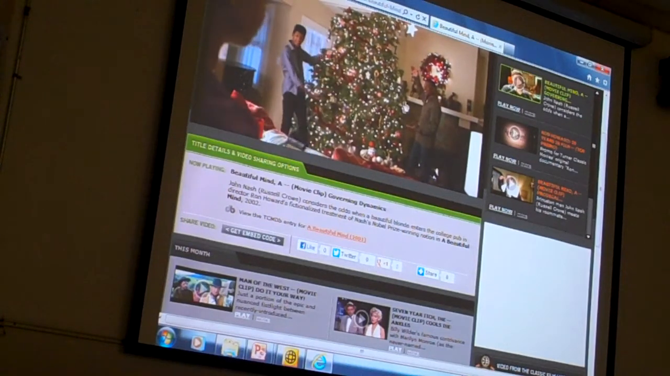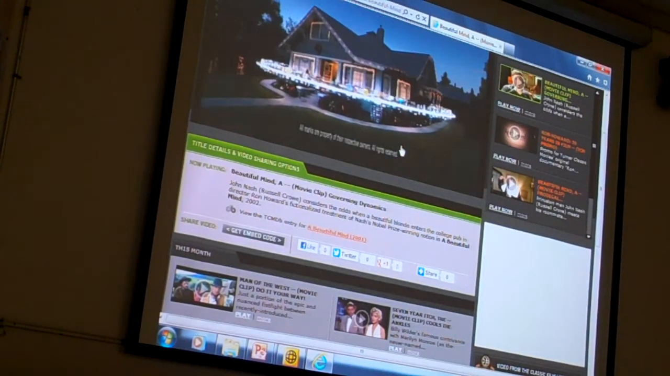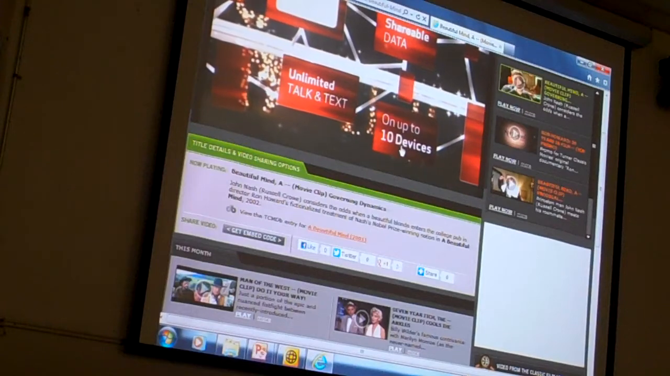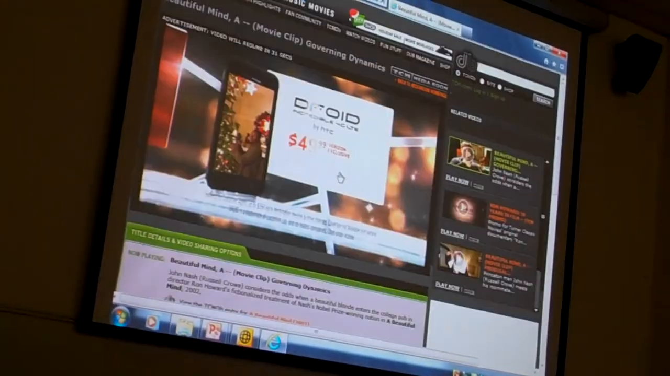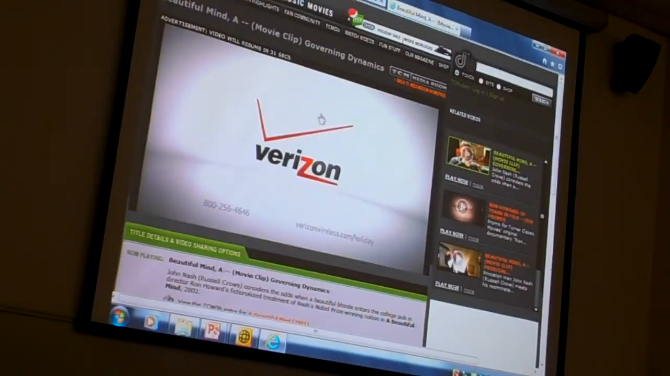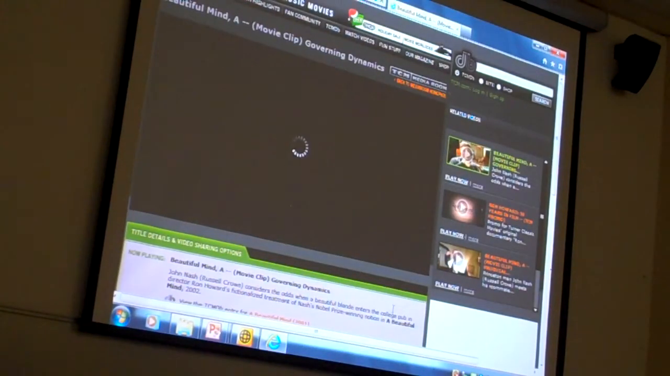It'll probably come up after the advertisement. Shareable data across 10 devices with unlimited talk and text. Enjoy incredible 4G LTE by HTC for $49.99.